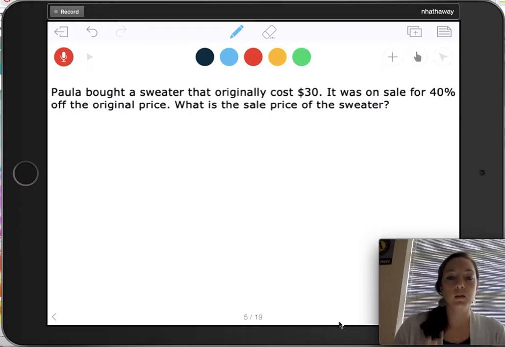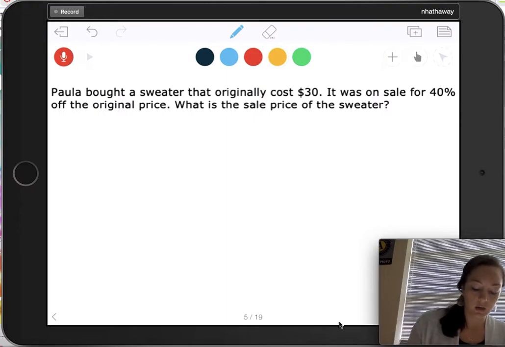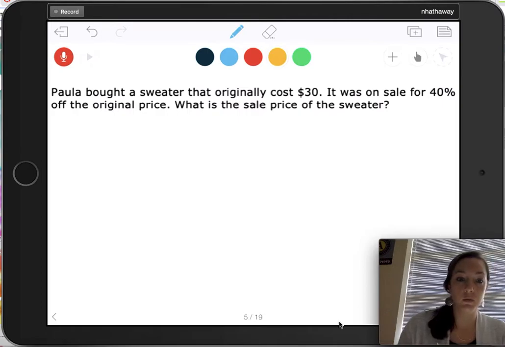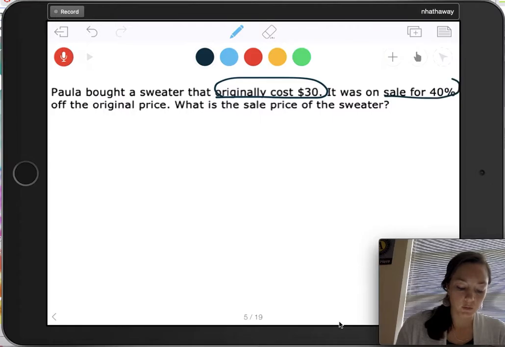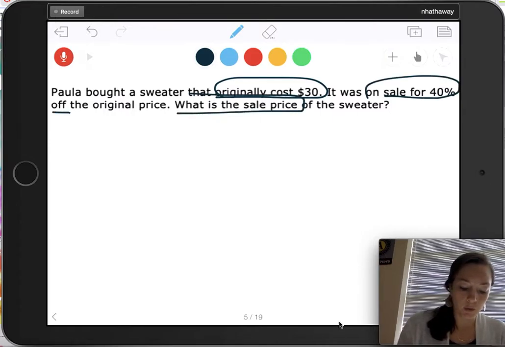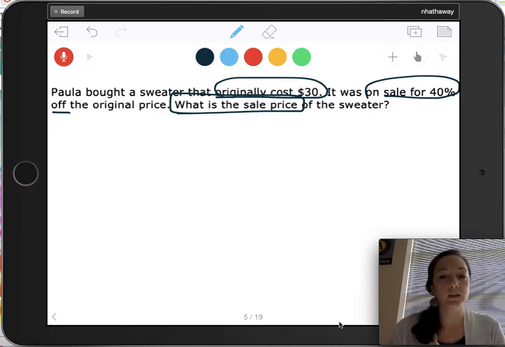Paula bought a sweater that originally cost $30. It was on sale for 40% off the original price. What is the sale price? I'm going to highlight the important things. Originally cost $30, on sale for 40% off. What is the sale price? Now, if I want the sale price, do I want just 40% of 30? No, I need to find that 40% and then I need to subtract it.